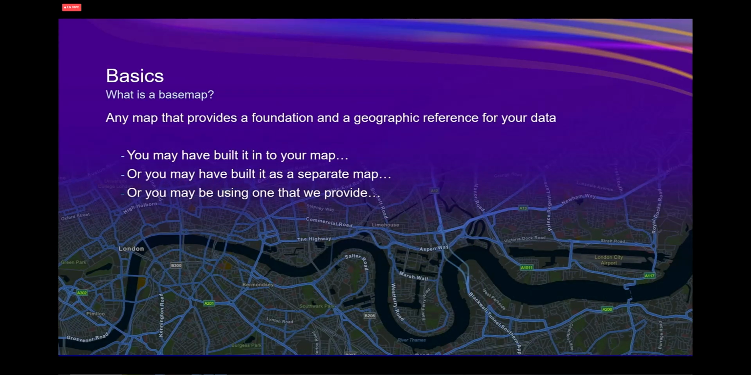Some basics to start off with. This is my definition of a base map, which is any map that provides a foundation and a geographic reference for your data. Now, it may be that that's part of the map that you're building and you don't need a separate item. Or it may be that you're building a base map yourself, and we encourage you to do that. That's one of the things we want to get out of this, is that you're thinking about building the base map yourself. Most likely, you're using one that we provide, at least as a starting point.